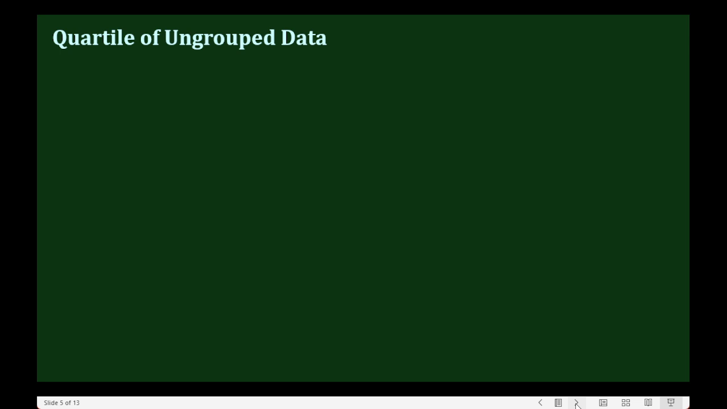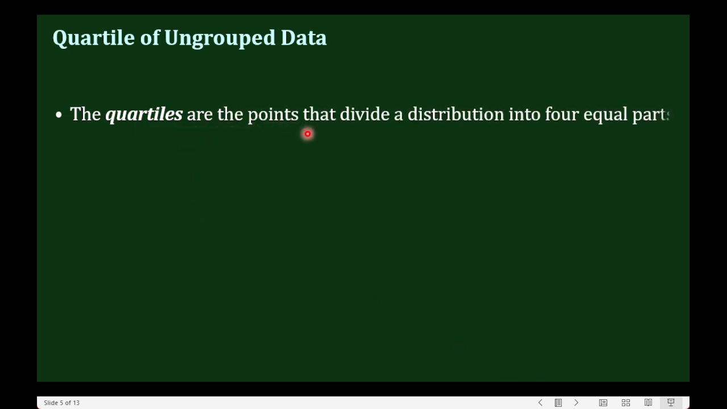Okay, let us now take the first one. Actually, in this video, I will only discuss the first two. And when it comes to the percentile, we will have it on the next video. The quartiles are the points that divide a distribution into 4 equal parts.